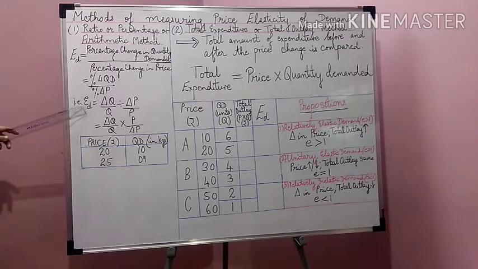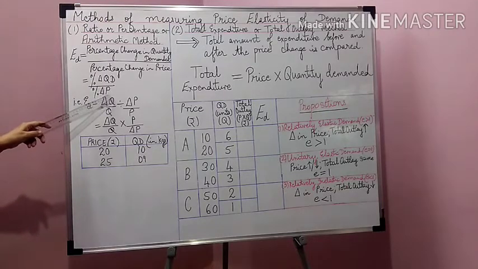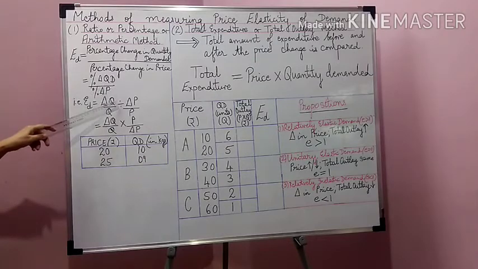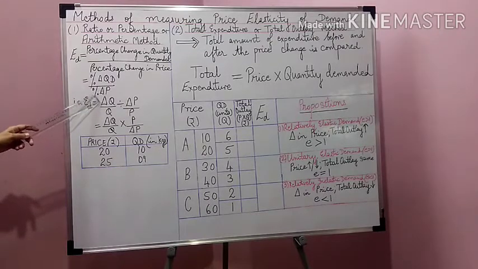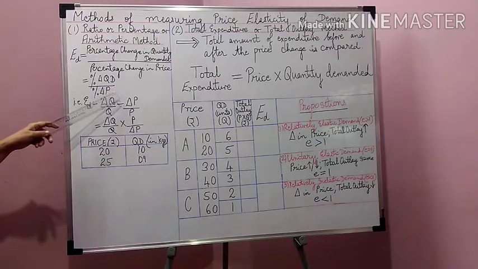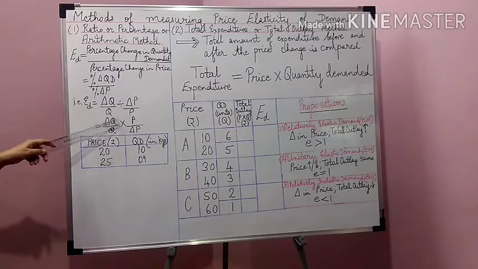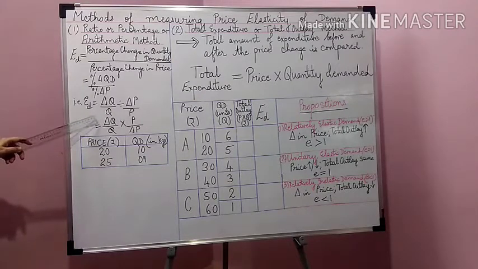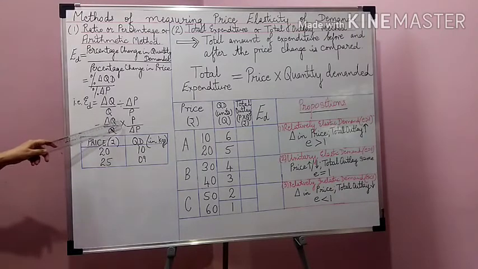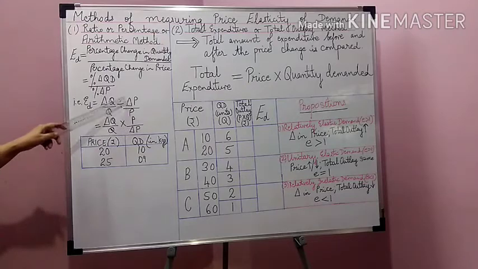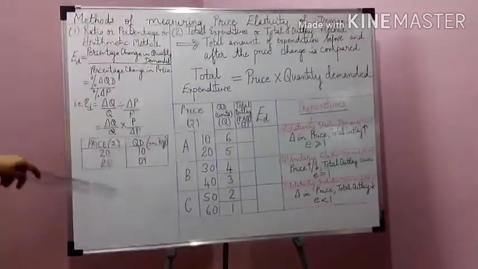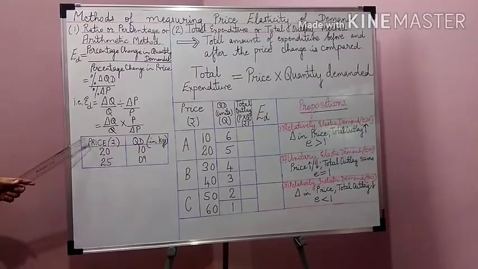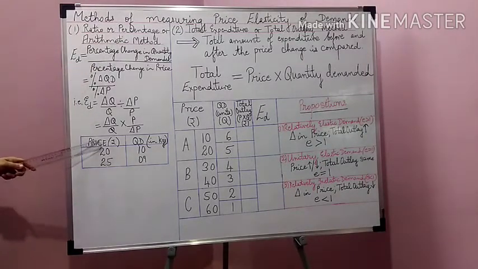This means ED equals change in quantity upon original quantity, this is the numerator, divided by change in price upon original price, denominator. For calculations and measurements, let us convert the division sign into multiplication. So we get change in quantity upon quantity into original price upon change in price. Let us see one example and measure elasticity of demand in this case.